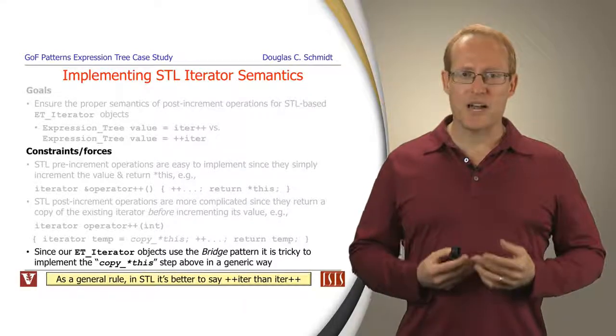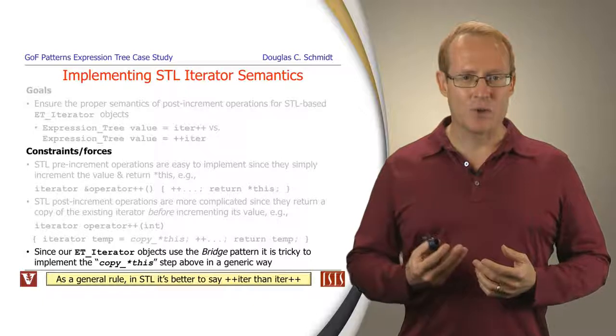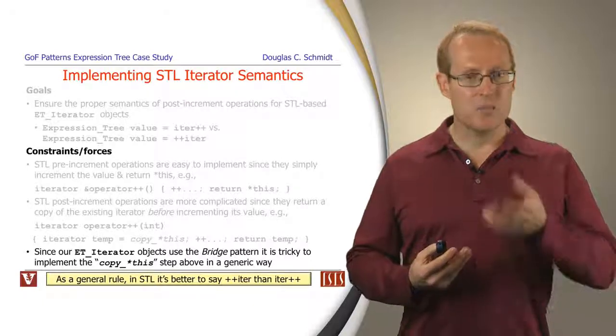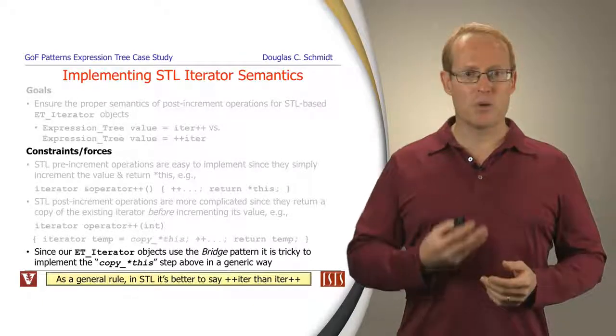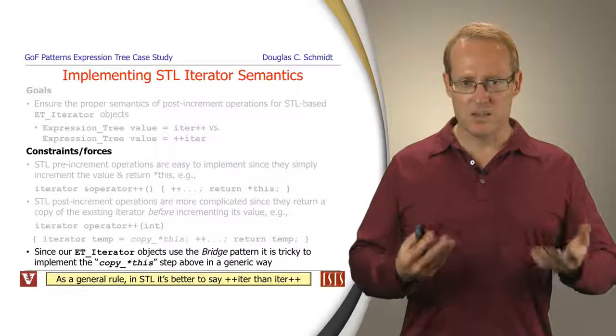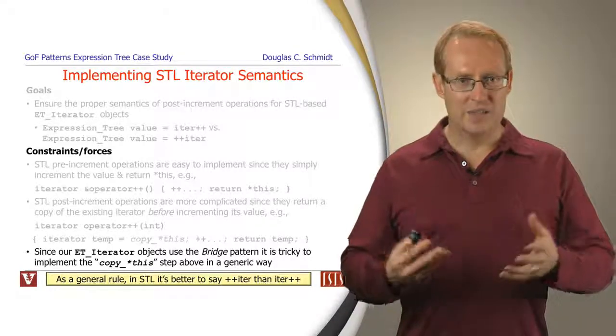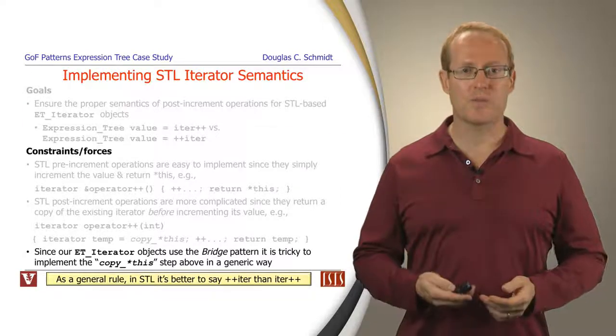By the way, just as a quick side note, it's a good idea to get in the habit when writing STL code of saying plus plus iterator as opposed to iterator plus plus, because then these complexities we're talking about don't end up causing your program to be bigger or slower.